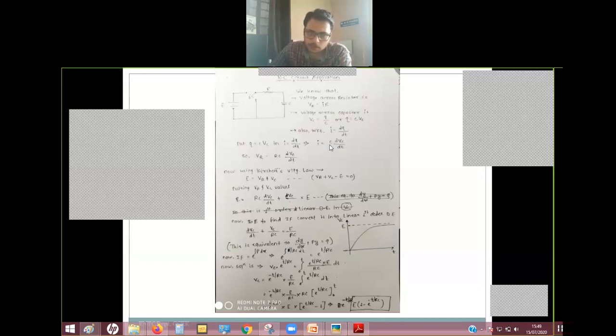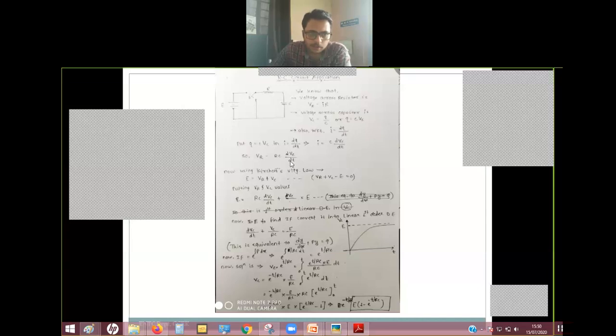Okay. Now please tell me the equation for VR then. VR is equal to IR, right? And I is equal to C dVc by dt. So multiplied by R, that will be the value of VR. So RC dVc by dt is the equation for voltage across the resistor.